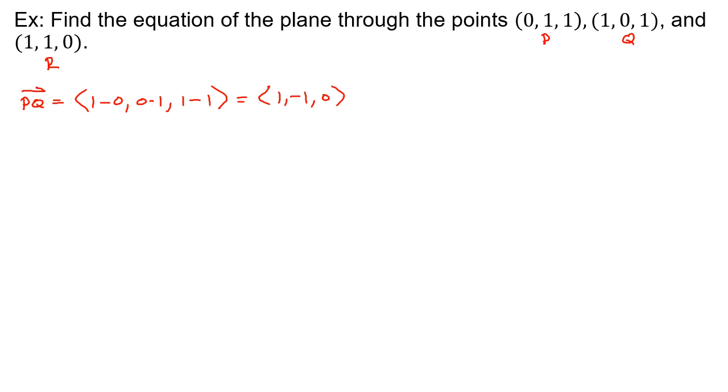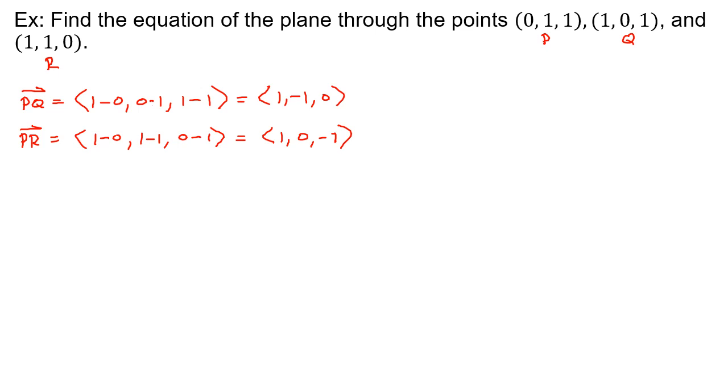Then maybe I'll do PR. And you say, well, does it matter? It does not. If you do different points in a different order, you'll get a different looking answer. But if I do PR, I'll do 1 minus 0, 1 minus 1, and 0 minus 1. So that would be (1, 0, -1). So I did the R points minus the P points. That's two vectors. Those two vectors are in the plane because the points are in the plane.